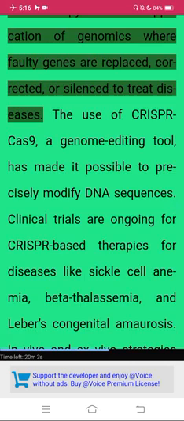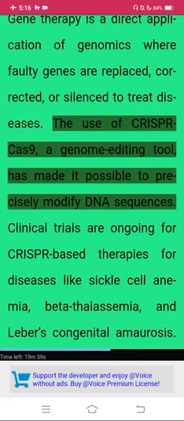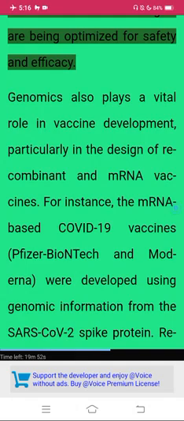Gene therapy is a direct application of genomics where faulty genes are replaced, corrected, or silenced to treat diseases. The use of CRISPR-Cas9, a genome editing tool, has made it possible to precisely modify DNA sequences. Clinical trials are ongoing for CRISPR-based therapies for diseases like sickle cell anemia, beta thalassemia, and Leber congenital amaurosis. In vivo and ex vivo strategies are being optimized for safety and efficacy.